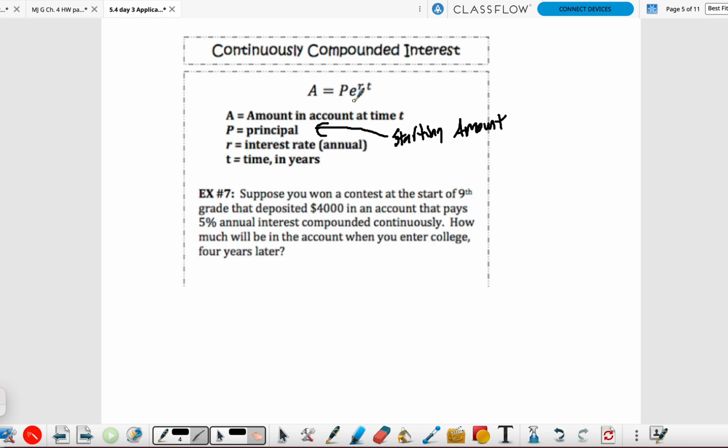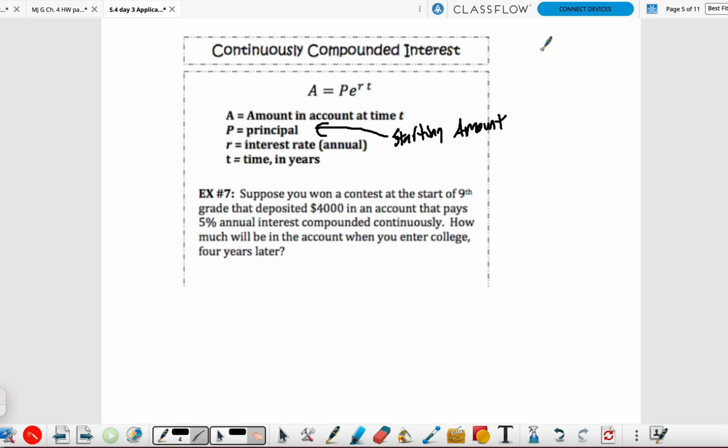E is used mainly for continuously compounded interest, but it also has other applications in higher math courses. But for most of our purposes, we just use E. So I'm not going to get into a big, long discussion about where E comes from or anything like that. But just know that it's a really useful number.